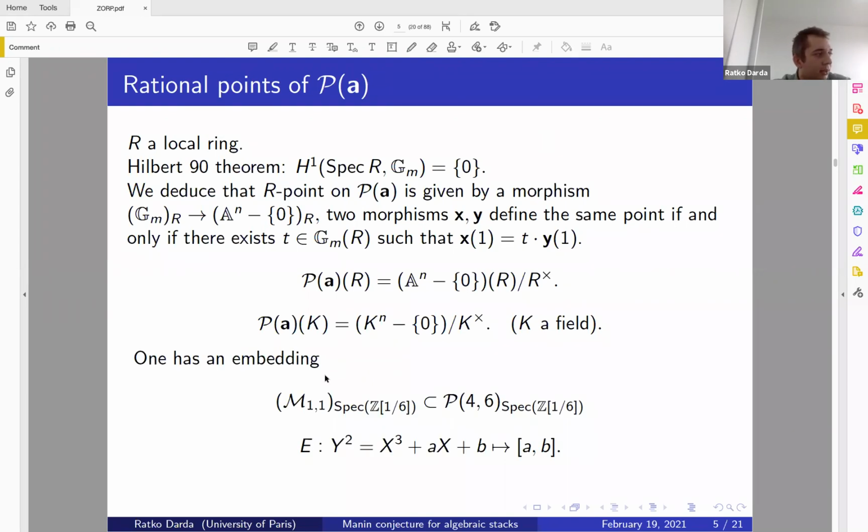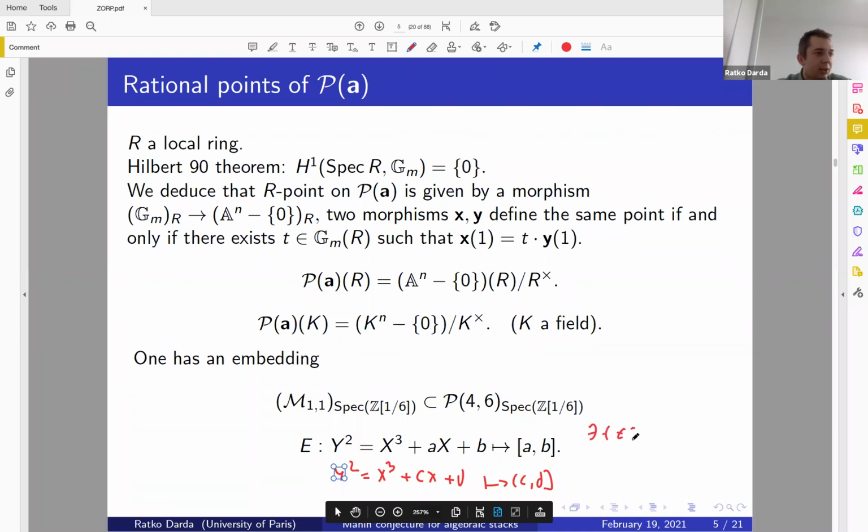Now we can say how the stack M_{1,1} embeds into this stack P(4,6). You take a representation of an elliptic curve, let's say over some local ring R, and then you map this elliptic curve to the point with homogeneous coordinates A and B. Of course, if you have an isomorphic elliptic curve, then this will go to C, D, but you know that there exists t inside of R^× such that t^4 C is equal to A and t^6 D is equal to B. Hence, these two points are indeed the same point in the weighted projective stack.